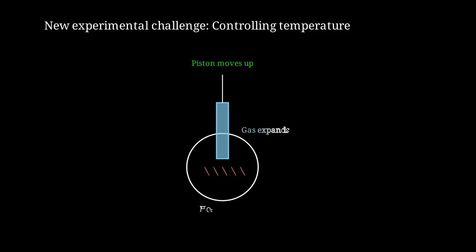A typical setup uses a cylinder with a movable piston. The gas is inside the cylinder. We heat it with a water bath or heating element. As temperature increases, the piston moves up, showing volume increase.